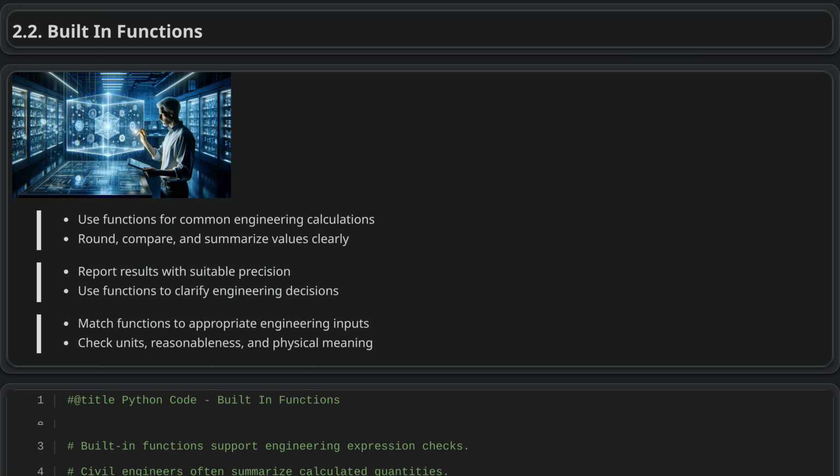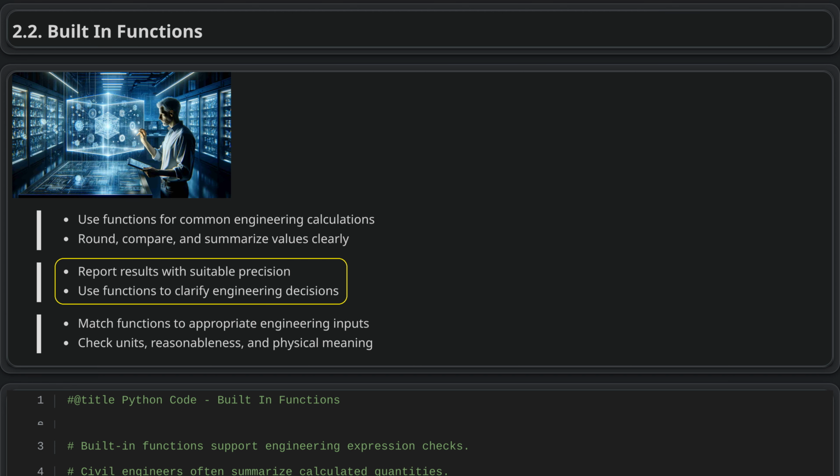Built-in functions. Python's built-in functions help engineers turn calculations into clear, repeatable results. They make common tasks faster, such as rounding quantities or finding maximum load effects, and are especially useful in civil engineering, where dimensions, loads, and costs are evaluated often.